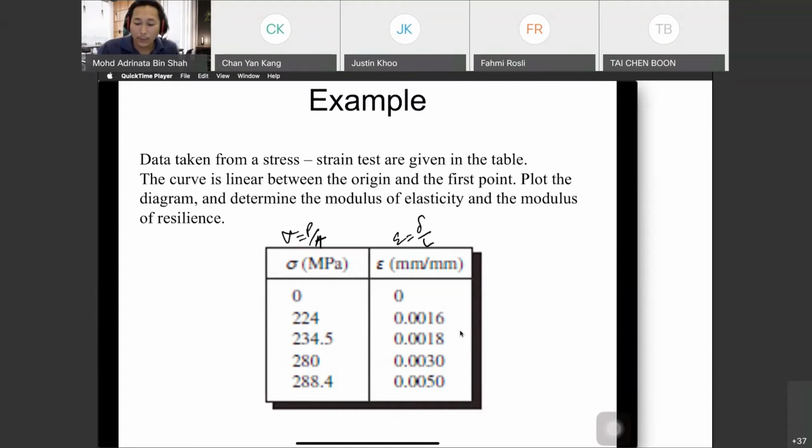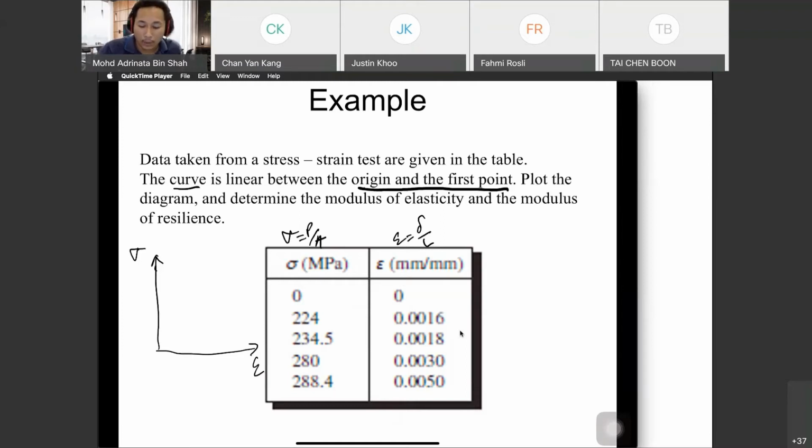Okay, so from this one we have stress and strain. So we draw stress and strain. Data taken from a stress strain test are given in the table. The curve is linear between the origin and the first point. The curve, so it is elastic region, Hooke's law. Plot the diagram and determine the modulus of elasticity and the modulus of resilience.